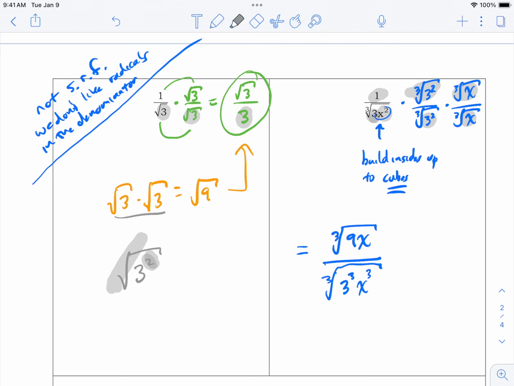And that's what I meant by build up to cubes. Build the insides up to cubes, because that's what makes the next step possible. The next step is that that cube root on the bottom goes away, because the cube root of 3 cubed, that's 3, and the cube root of x cubed, that's x, and here's your answer here.